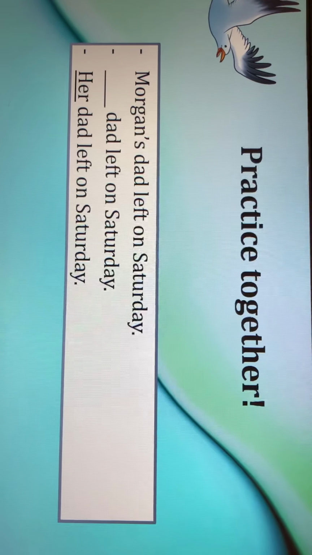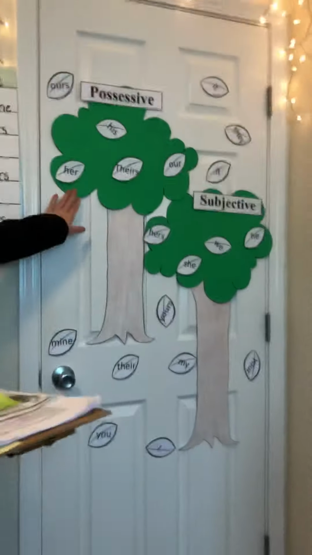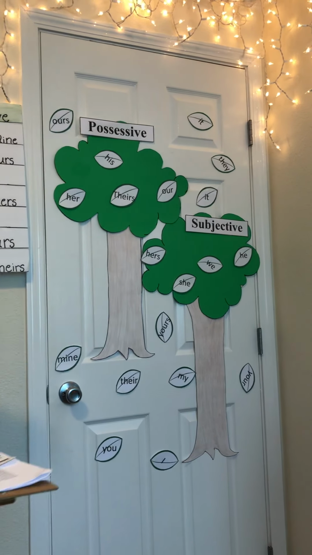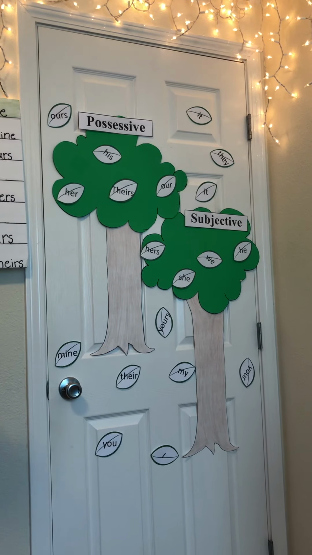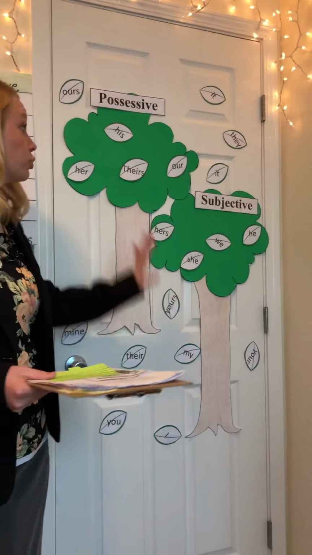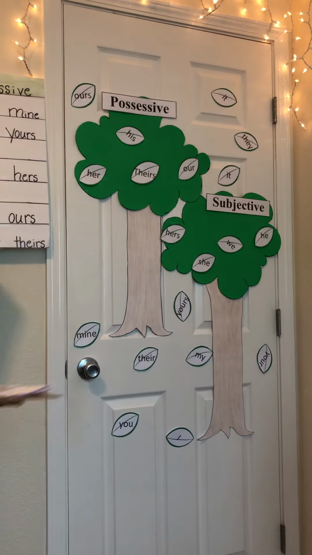Excellent job. Well, we've got some words on our sideboard. Up here on our trees, I have a possessive tree and I have a subjective tree. And you'll see there's leaves strewn all around it. The wind blew in and I need some help taking my leaves and putting them back on the tree where they belong. So row one, come up to the sideboard and you're going to take these and move them onto which tree they belong. Try not to peek at our chart because that's cheating.